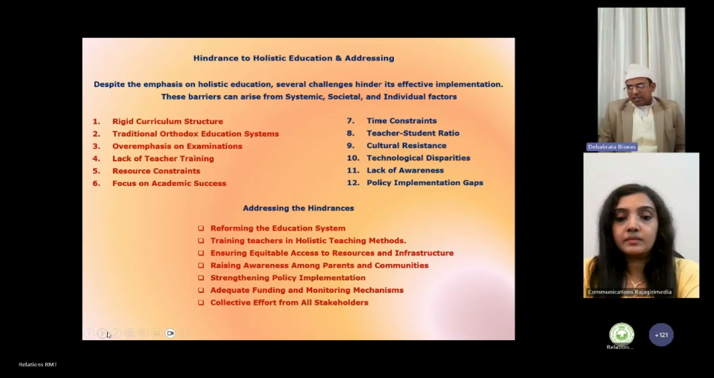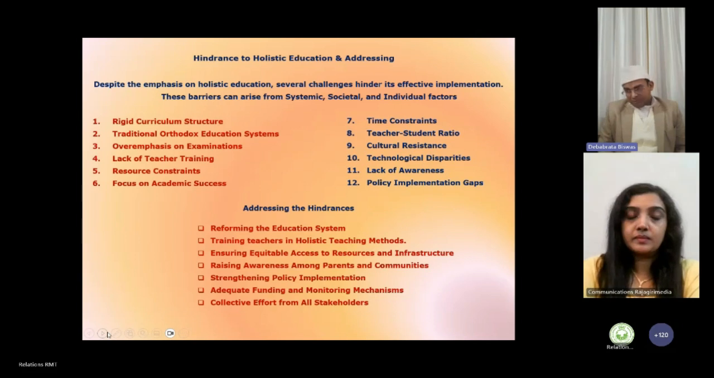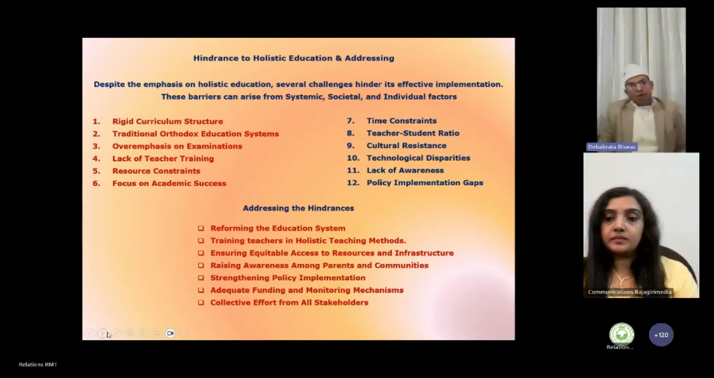Awareness among parents and communities. Strengthening policy implementation. Here the policy makers and curriculum developers will give stress. They will inspect whether schools are implementing or not. Adequate funding, budget is very, very important. Dharmasya mulam artham. If you want to do any duty, you need money. Monitoring mechanisms, collective effort from all stakeholders.